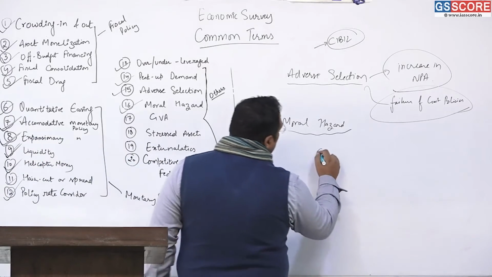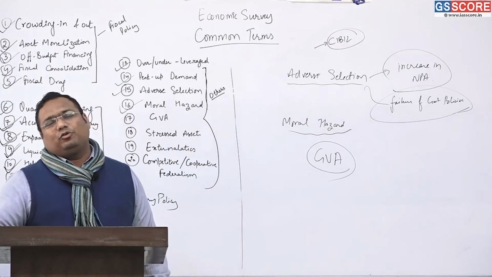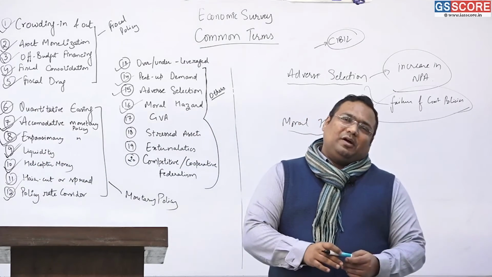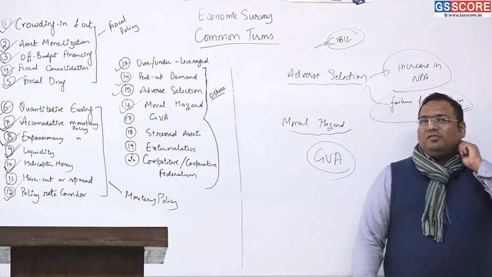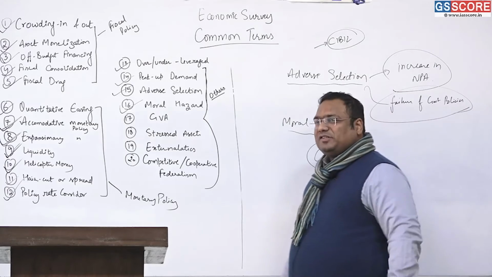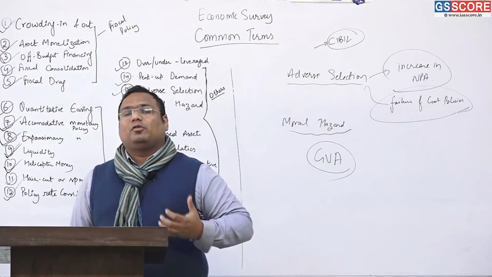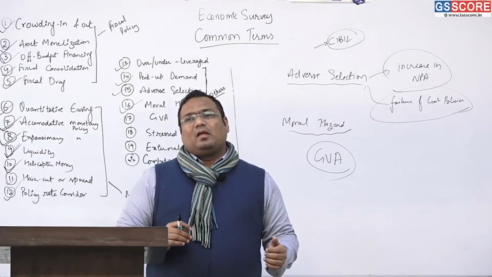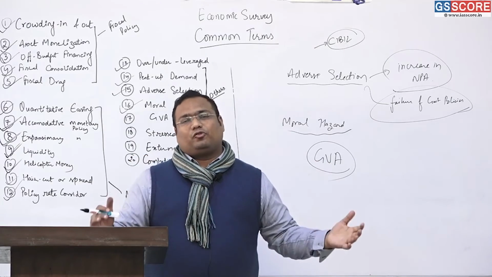Now GVA. GVA should not be a term with which students get confused, but actually this is a term on which I get maximum queries from students. That is why I wanted to include it, and GVA is used everywhere in the survey. What is GVA? GVA is the same as GDP, but GVA is used in the case of units of the economy. It can be used for a sector. It can be used for a company also. It can be used for an industry also.